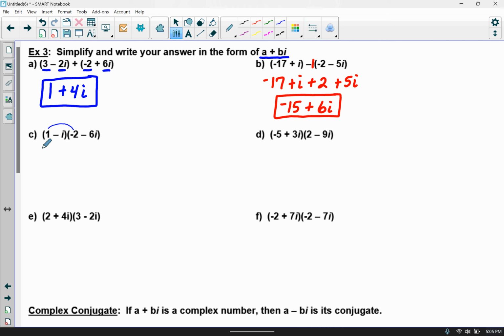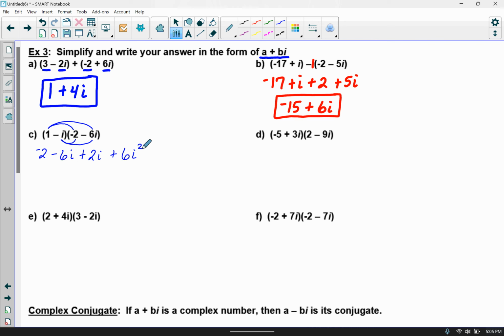1 times negative 2, negative 2. Outside, 1 times negative 6i, minus 6i. Inside, negative i times negative 2, so negative times negative, positive 2i. And then last, negative times negative, positive 6i times i squared. Because remember, like I said, we're treating i like a variable.